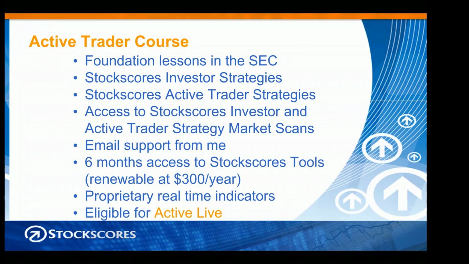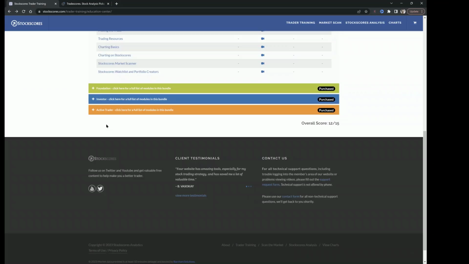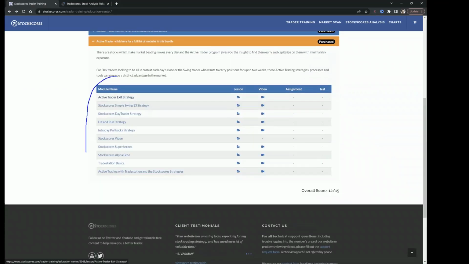The Active Trader course is everything I just told you. So foundation lesson, investor strategies, but also active trader strategies. So you're going to learn a whole other suite of strategies. If I go back to this education center, blow up active trader, here's all the active trader strategies. These are day and swing trade strategies. This is a swing, day trade, day trade, day trade, day trade, day trade, swing trade, and then the basics of using Tradestation and how to use Tradestation with my strategies.